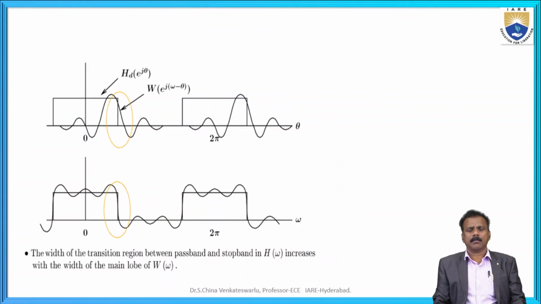So the width of the transition region between the passband and stop band in H of omega increases with the width of the main lobe of W of omega. Like this, we analyze it.